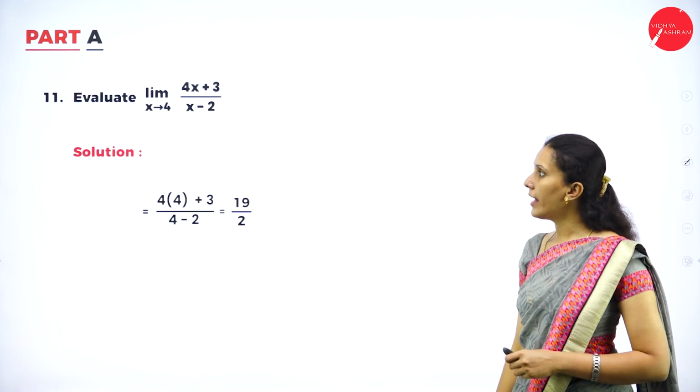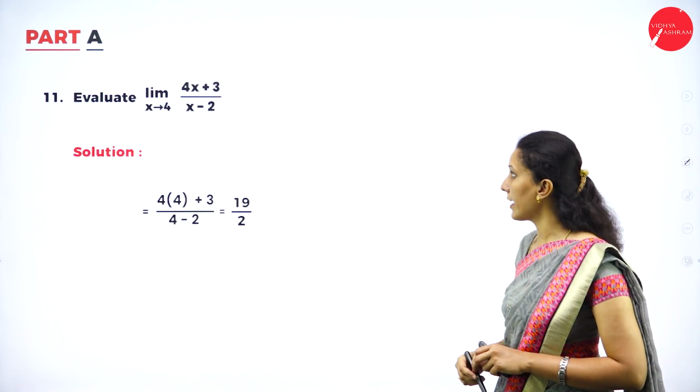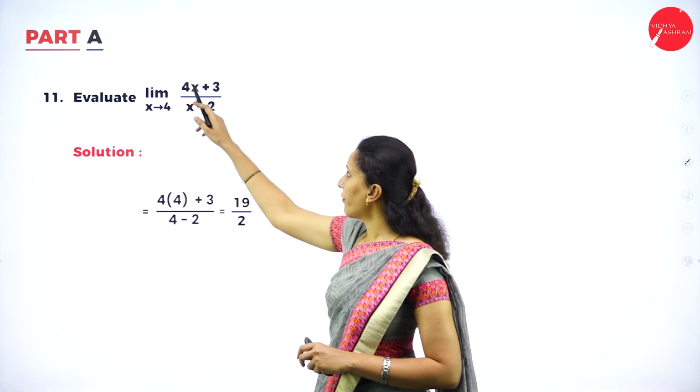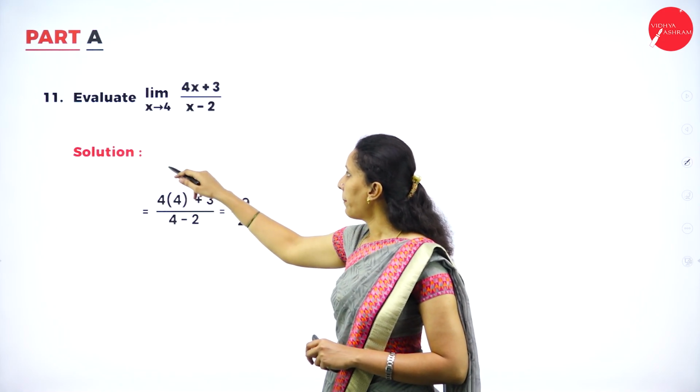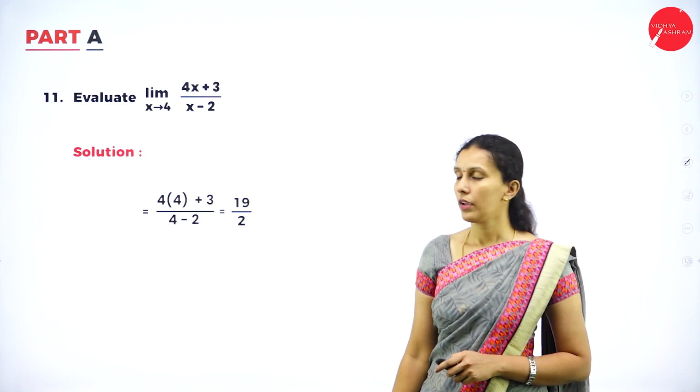Next we have: evaluate the limit as x tends to 4 for the function 4x plus 3 divided by x minus 2. Substitute the value of x here as 4. Apply the limit and you will get the answer as 19/2.